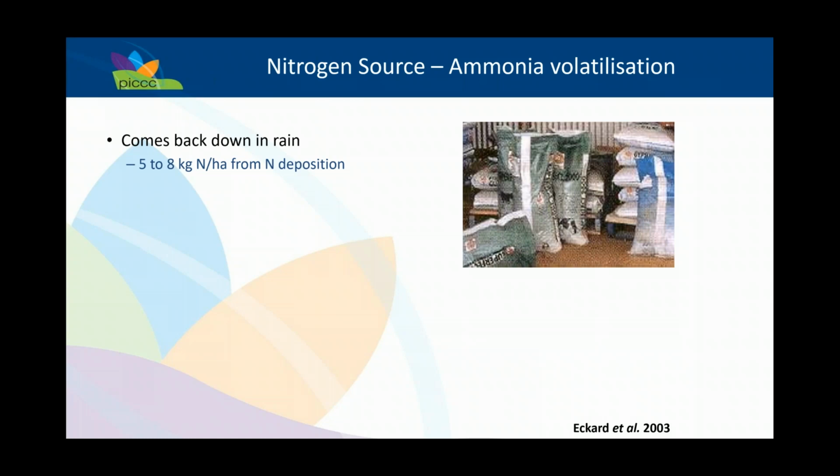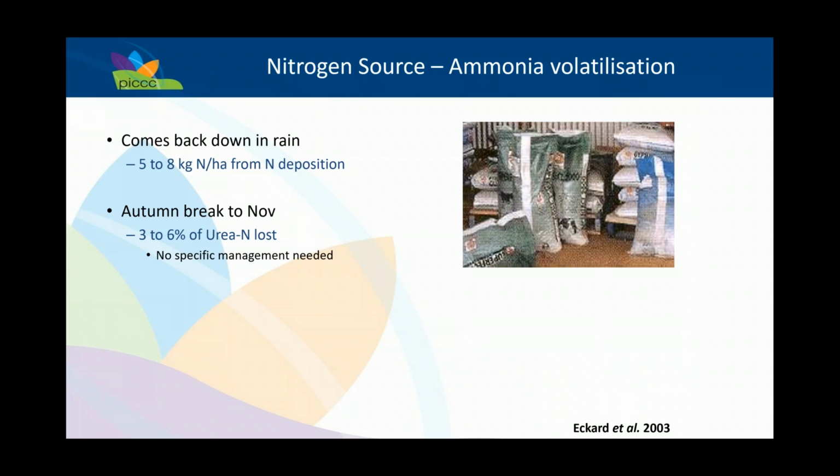If you go to the Netherlands, where they use a lot of nitrogen in agriculture, and there's a lot of piggeries around, there's a lot of dairy properties, you can get 50 to 80 kilos of nitrogen out of the rainfall in a year in the Netherlands. That doesn't happen in Australia. What we've measured in dairy country is somewhere between 5 and 8 kilos of nitrogen per hectare per year from deposition out of the ammonia in the atmosphere. Not enough to make any difference. So don't rely on that. Even lightning storms don't deposit significant amounts of nitrogen.